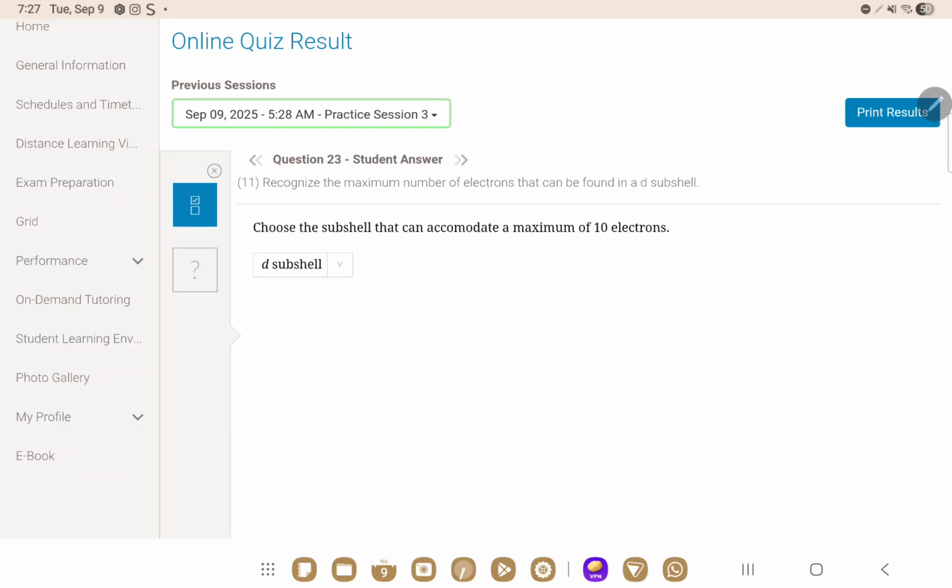Now question 23. What can accommodate, what's the subshell, not the energy level, that can accommodate 10 electrons? It is the d subshell. The d subshell is 10, s is 2, p is 6, and f is 14.